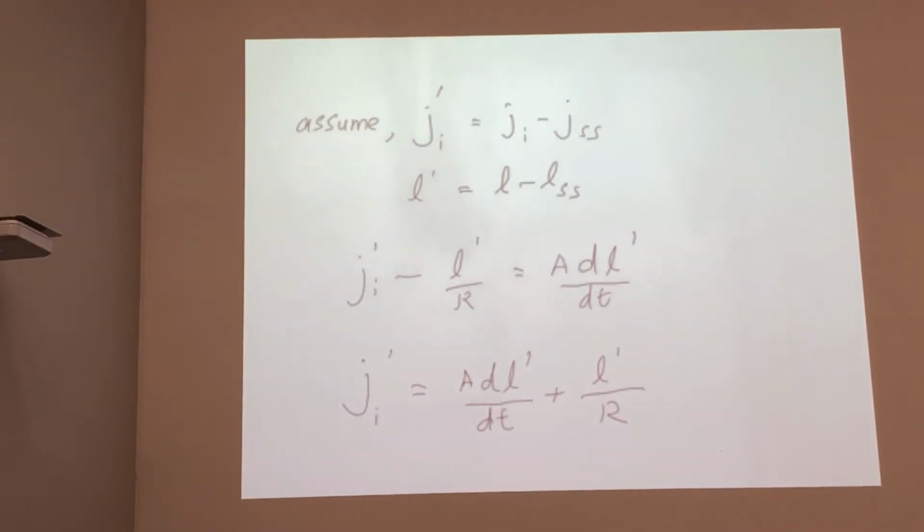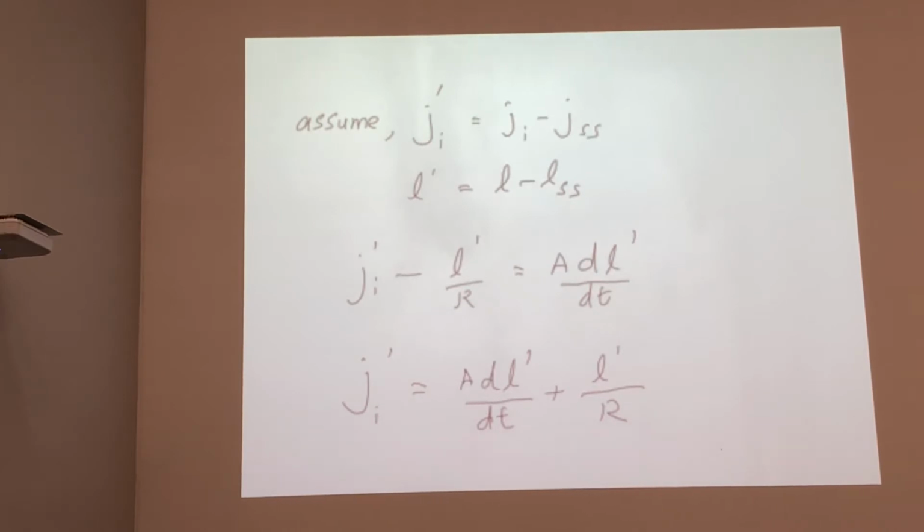This one, right? It's good to write. If not, you will never know why you suddenly become a prime here. Because you are assuming Ji minus Ji steady state, right? This one got an I here, which actually refers to Ji prime, which is this one. And then the L prime is actually the tank level minus tank steady state.